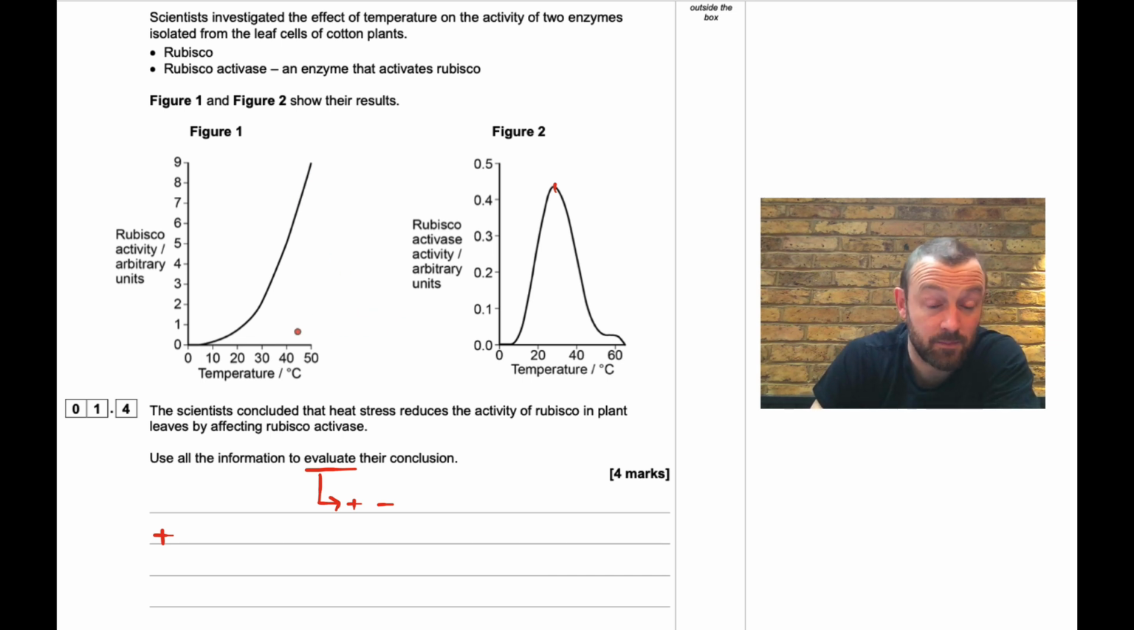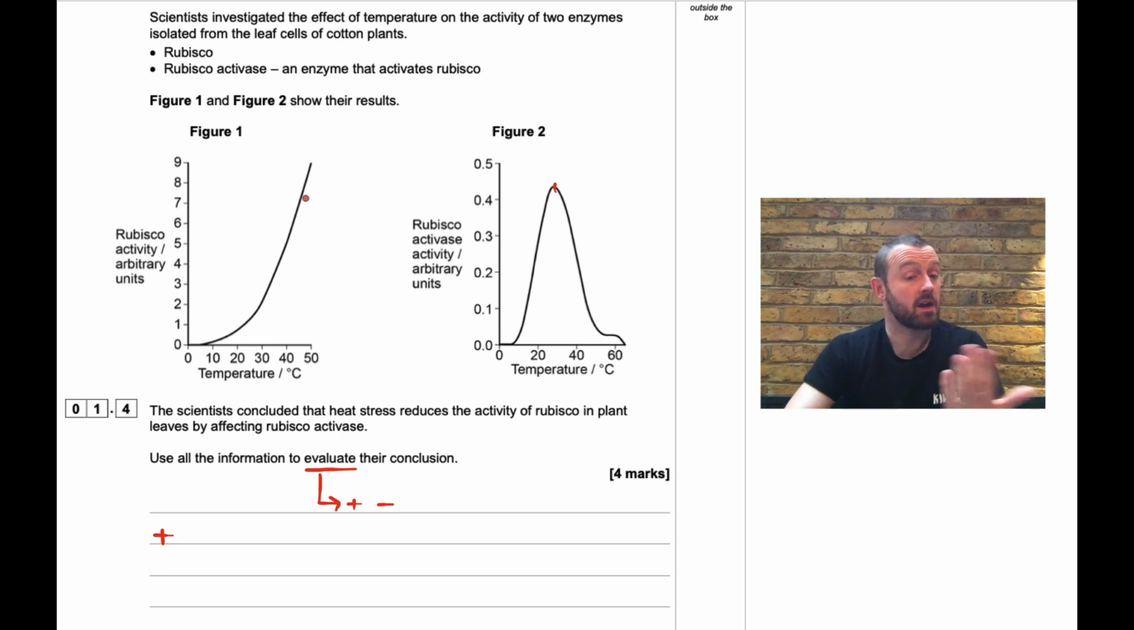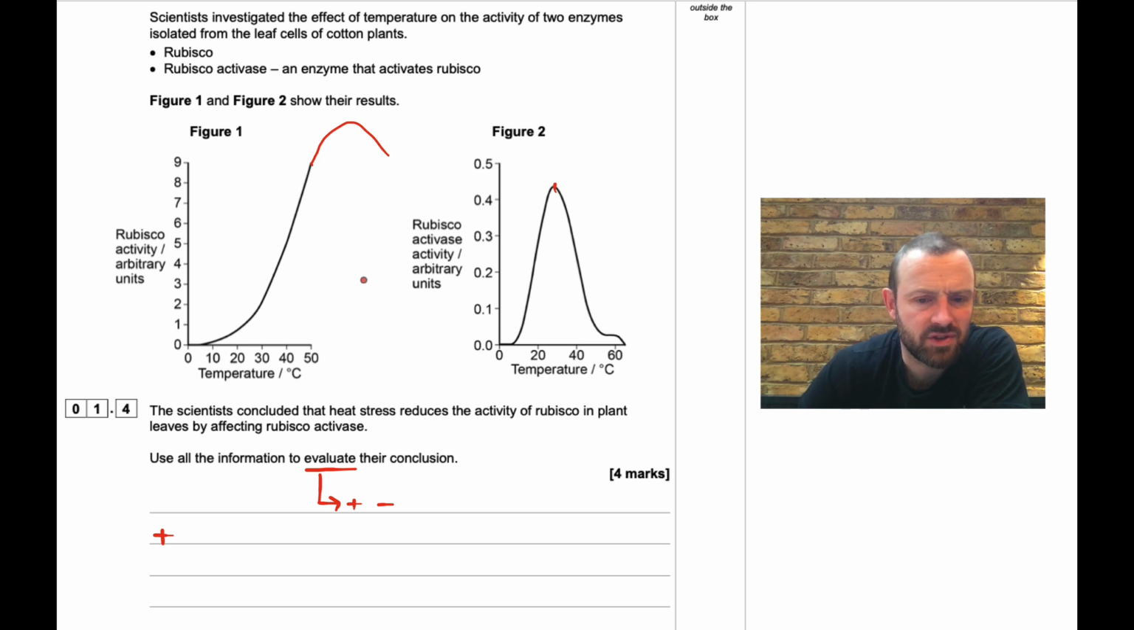So Rubisco activity increases with temperature, reaching a maximum activity at 50 degrees C of 9. So I think we need to talk about that. It keeps going up. You could also say, I think, that the optimum temperature for Rubisco, it must have an optimum, appears to be above 50 degrees. Okay, so potentially, if we kept going this way, it would peak at some point, but it's above 50 degrees. So this is kind of interesting.